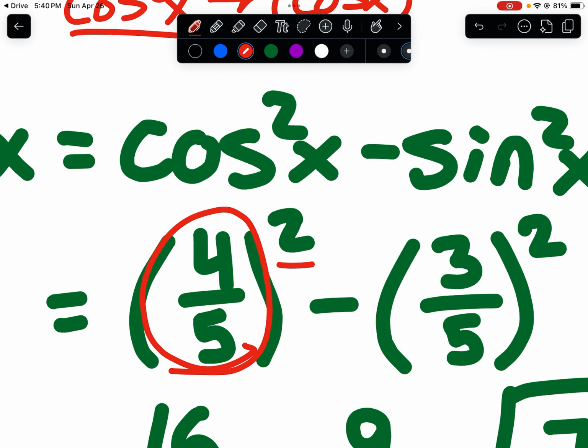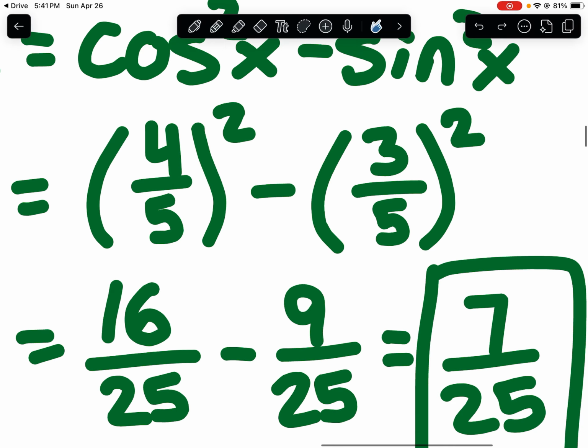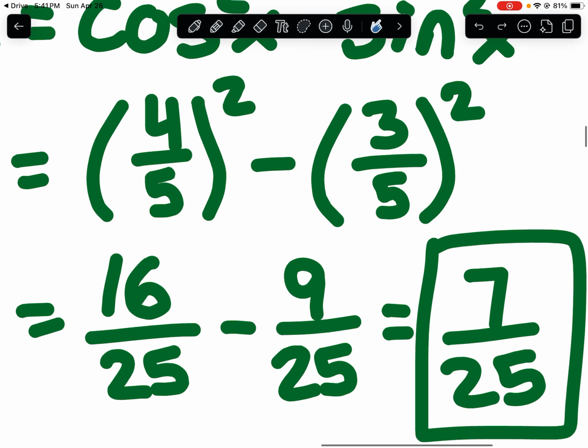But what that means is we're going to take that cosine x value that we said earlier was that 4/5, and we're going to square it. Okay, so that's where that piece is coming from. And then I do the same thing with the minus sine squared. I'm just going to replace that sine x with 3/5, and then we'll square that. And now to square a fraction, all we have to do is square the top, square the bottom. So 4 squared gets us to 16, 3 squared gets us to 9, 5 squared in both fractions gets us to 25.